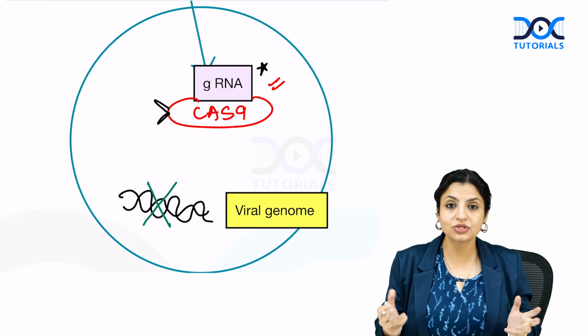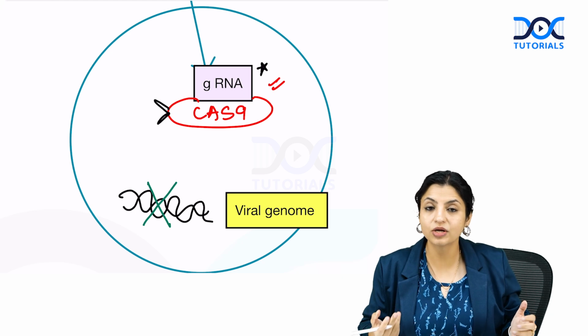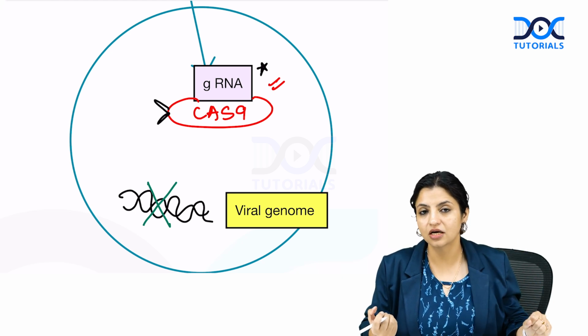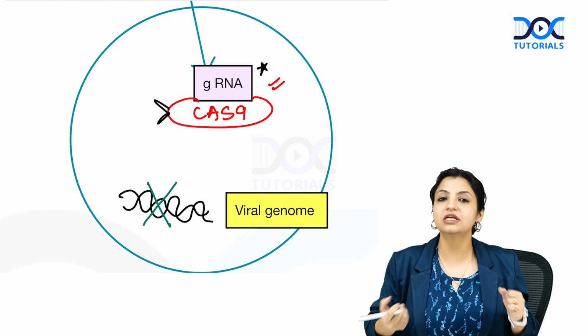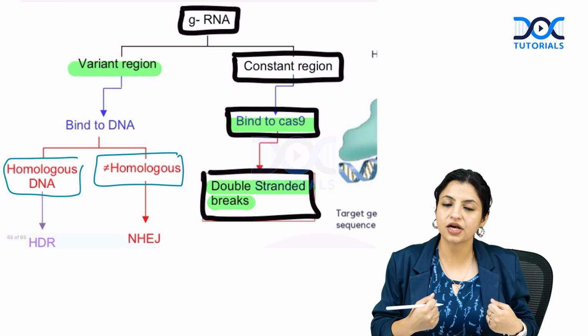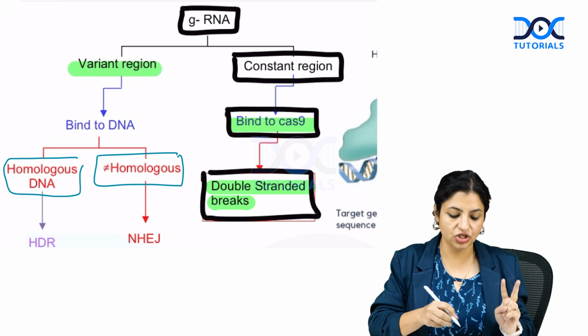Now, humans were so excited to see this. Wow, what a beautiful thing. Let's take the gRNA from the bacteria. So what humans did is they took the gRNA from the bacteria. When they took the gRNA from the bacteria, they made two regions out of it.